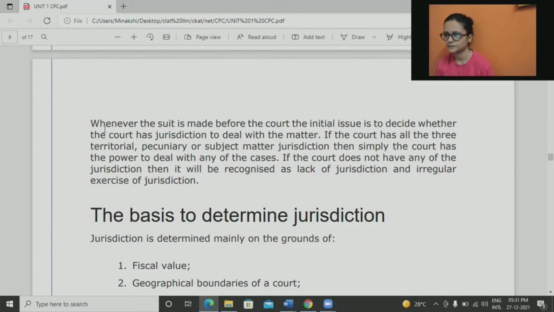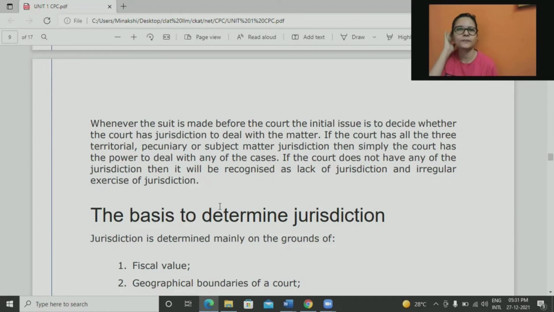Correct. So whenever a suit is made before the court, the initial issue is to decide whether the court has jurisdiction to deal with the matter or not. If the court has all the three jurisdictions, then the court has power to decide the case. And if the court does not have any of the jurisdiction, then it will be recognized as lack of jurisdiction or irregular exercise of jurisdiction.